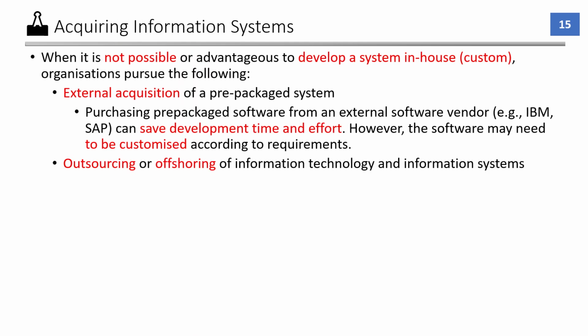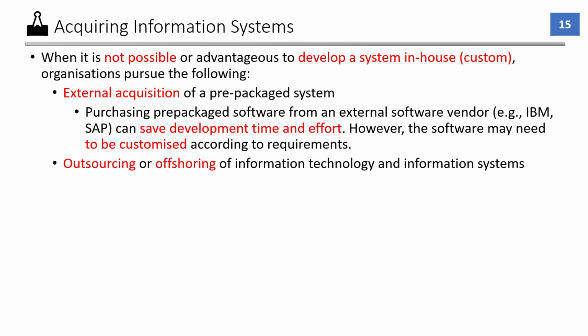Sometimes it is not practical or beneficial for an organization to build a system internally, which is also known as in-house or custom development. In such cases, organizations can choose external acquisition. This means purchasing a pre-packaged system from an external software vendor such as IBM or SAP. Using pre-packaged software can save a lot of development time and effort. However, the software may still need to be customized to match the organization's specific requirements.